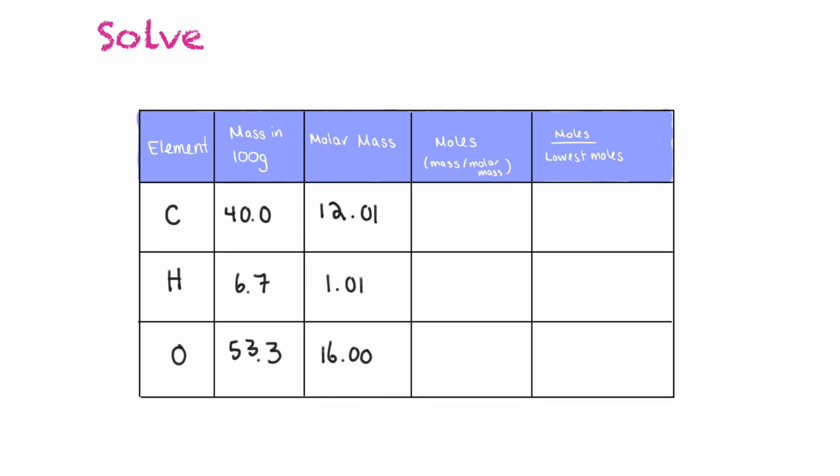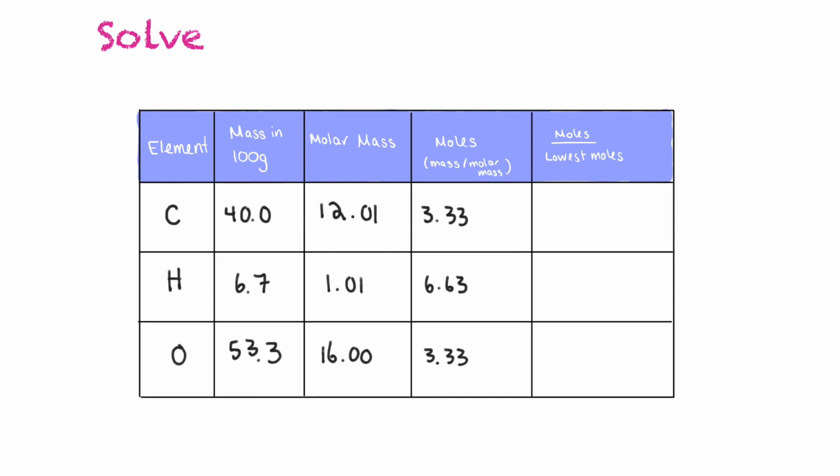So we can now find the number of moles by taking the mass of each and dividing by the molar mass. So for carbon, it's 40 divided by 12.01. So that's equal to 3.33 moles. 6.7 divided by 1.01 is equal to 6.63 for the hydrogen. And then 53.3 divided by 16.00, so that's 3.33.